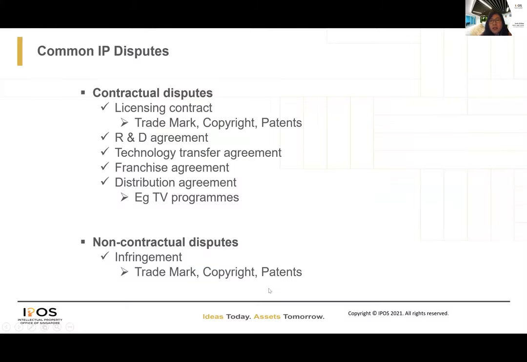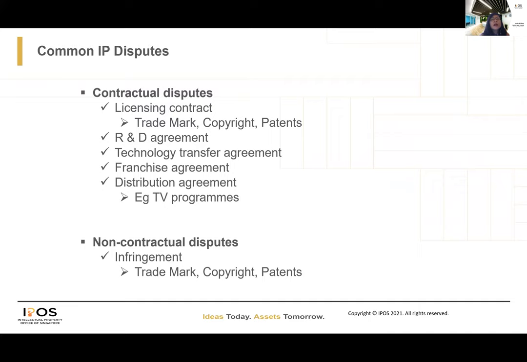First of all, the common types of disputes for IP. As I can see just now, most of you have not encountered this, so this will be a good summary of the kind of IP disputes. Essentially, it can be divided into two big groups, contractual disputes and non-contractual disputes. For contractual disputes, as the name suggests, it means that there is an underlying commercial contract between two parties.